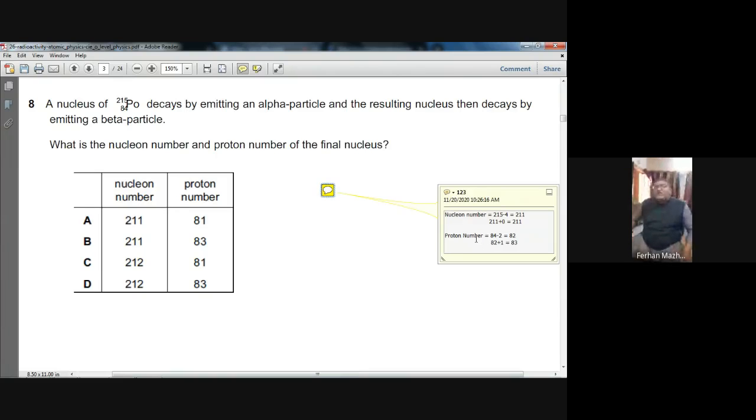For the nucleon number, when the alpha particle is given out, the nucleon number decreases by 4. And when the beta particle is given out, there is no change in the nucleon number. So our final answer will be 211 for the nucleon number. Proton number: when the alpha particle is given out, the proton number decreases by 2. And when the beta particle is given out, the proton number increases by 1. So our final proton number will be 83. So nucleon number should be 211 and the proton number should be 83.